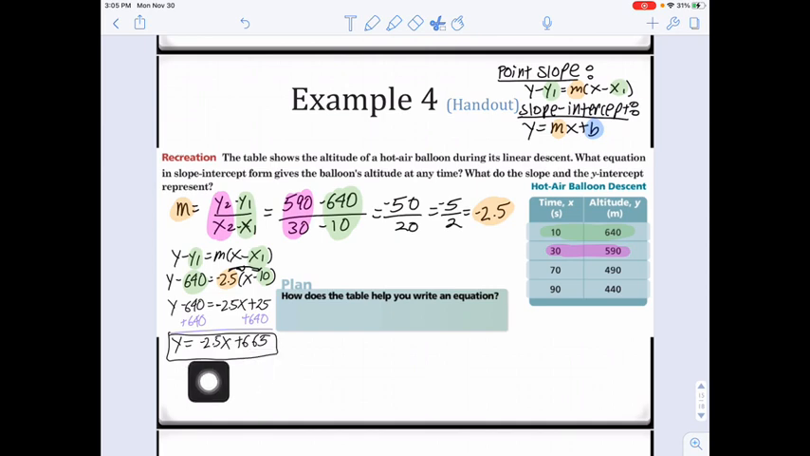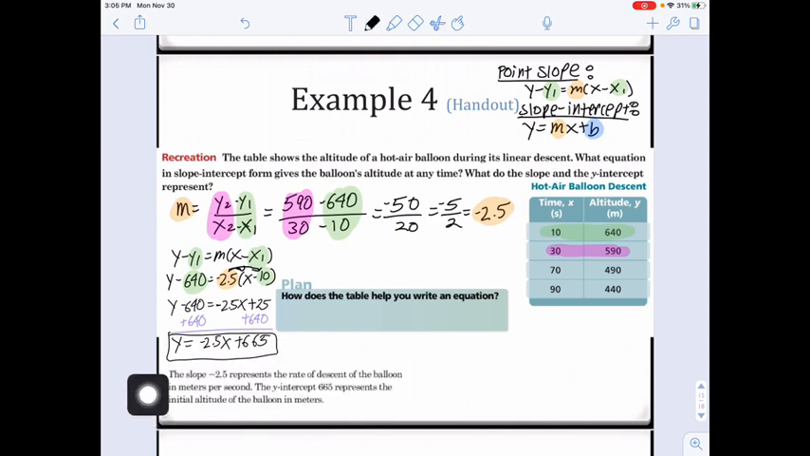Now, this will be your final answer regardless of which points you choose. You can choose any 2 points to get your slope and you'll still get negative 2.5. And then no matter which one of these points you use as x1, y1, once you distribute and move everything over, it'll always equal negative 2.5x plus 665.